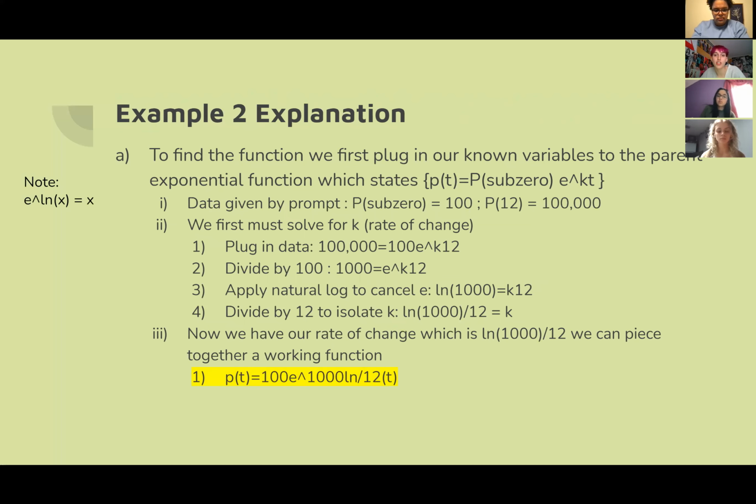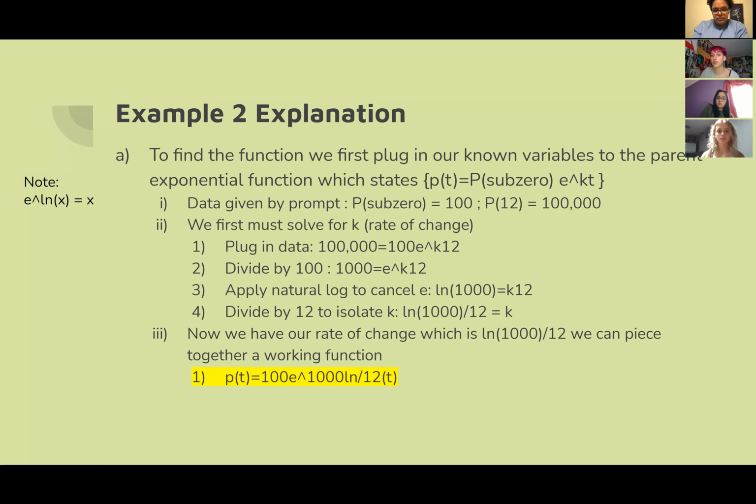So first, to find our function, we're going to plug in our known variables into the parent exponential function. The data given by the prompt is that P₀, our initial population, was 100 cases, and then our P(12), so after 12 days, was 100,000 cases. So first we have to find our rate of change. So we have P(12) = 100,000 = 100e^(k × 12). To solve, you just divide by 100. So then we have 1,000 = e^(k × 12). And then we're going to apply natural log to cancel out our e.